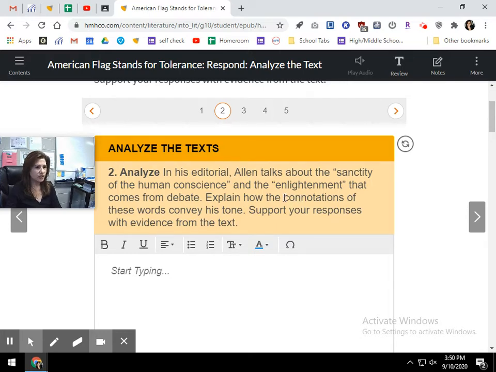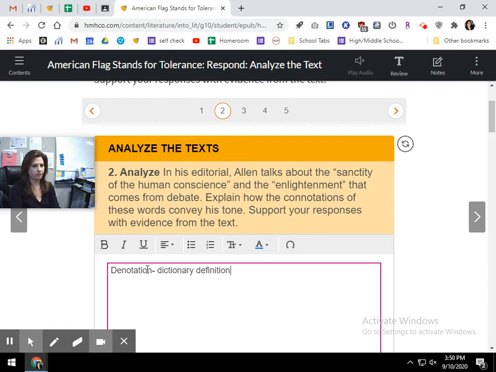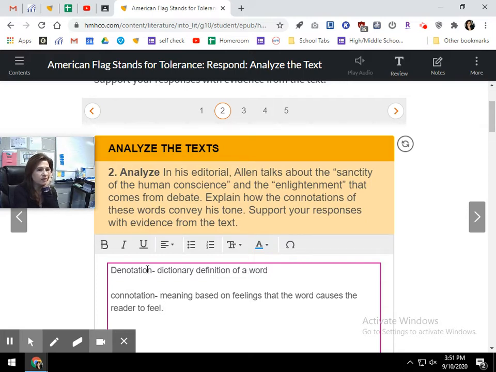So let's go denotation and connotation. I'll just type it right here. I don't want you to type it. But denotation is the dictionary definition of a word. So it's just the straight meaning of it, okay? The connotation of a word is the meaning based on feelings that the word elicits, let's just say causes the reader to feel. Okay, so the meaning based on the feelings that the word causes the reader to feel.